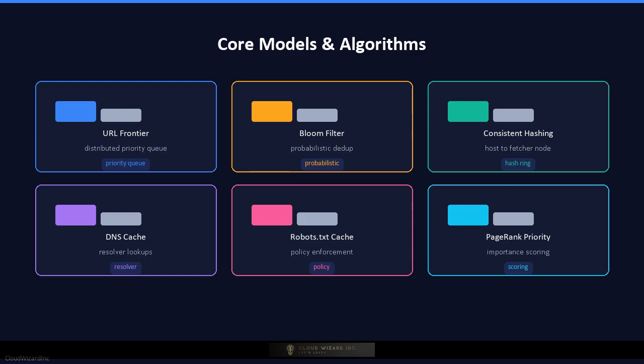domain. A DNS cache avoids repeated resolver lookups and reduces latency. The robots.txt parser caches policies and enforces crawl delay rules. Content fingerprinting using checksums or SimHash detects near duplicate pages. PageRank and change frequency models guide recrawl priorities. The key trade-off is freshness versus load, because recrawling too often wastes resources and annoys webmasters.